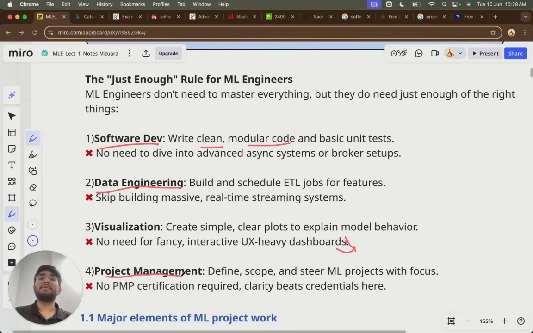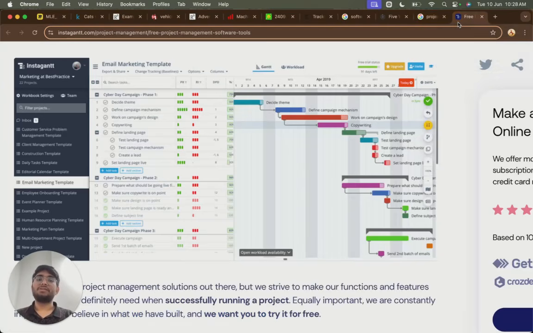Then project management, which is very, very crucial: you need to define, you need to scope, and you need to steer the ML project. If you have all the ideas, but it goes beyond your deadline, no business stakeholder will try to meet you again for this kind of project. So you need to plan it very clearly. You need to have the timelines. You need to decide the scope. You need to make a calendar for that.